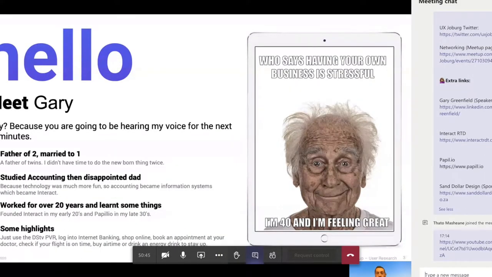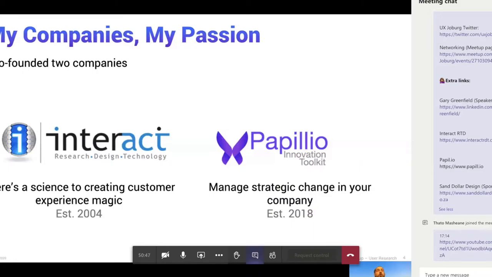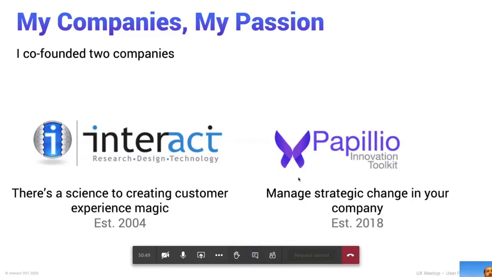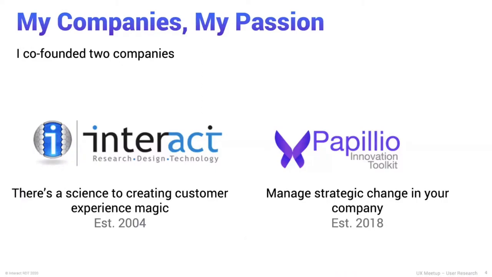Okay, so just to start off, I just want to introduce my companies. I founded two companies. The first one is Interact in 2004, and the other one is Papilo. A lot of people get the pronunciation of the name wrong. It's actually Papillon, or Butterfly. I'm not too great in my French, but essentially it's about change.